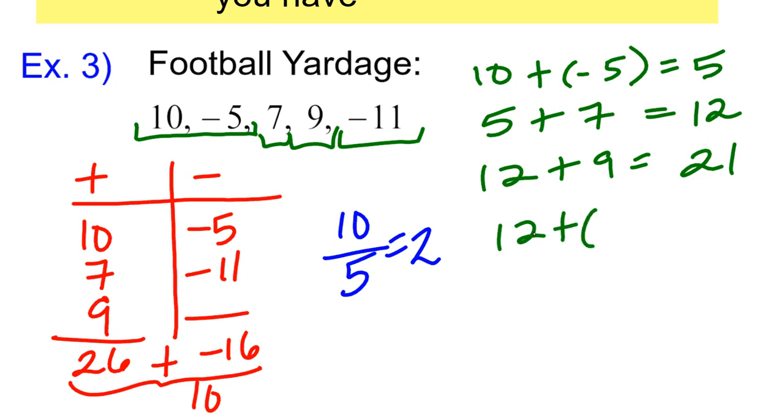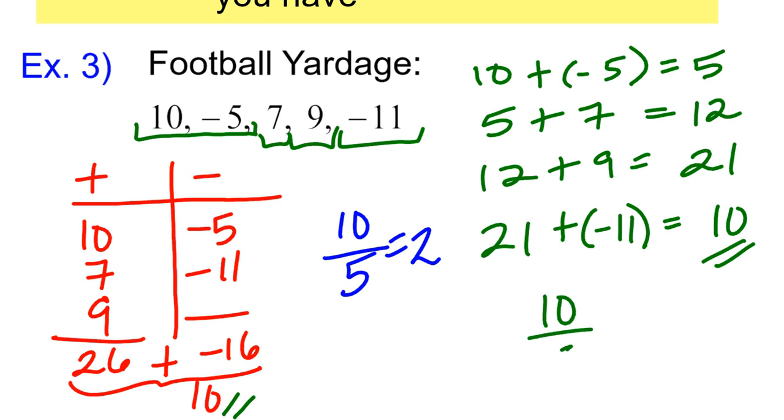Oops, sorry, I meant to put 21 there. Didn't mean 12, sorry. 21 plus negative 11 equals 10. So we can still see we're getting to the same number at the bottom. And again, we would just take that 10 divided by 5. We find out it equals 2. So there are different ways to go about it, whichever way you feel most comfortable. Hopefully this explains a little bit more about dividing integers and the rules that we use.